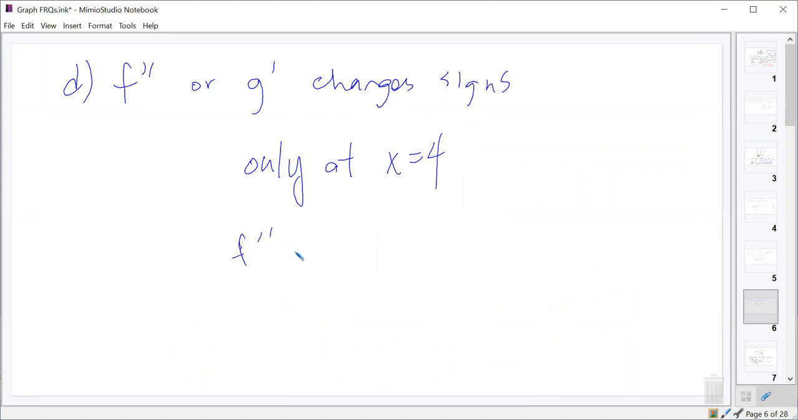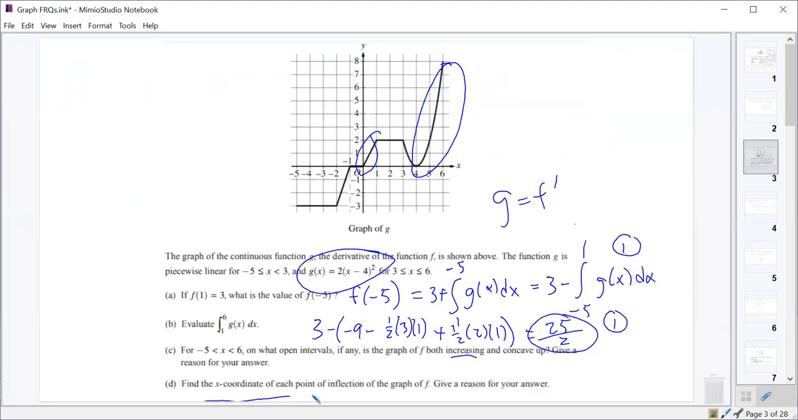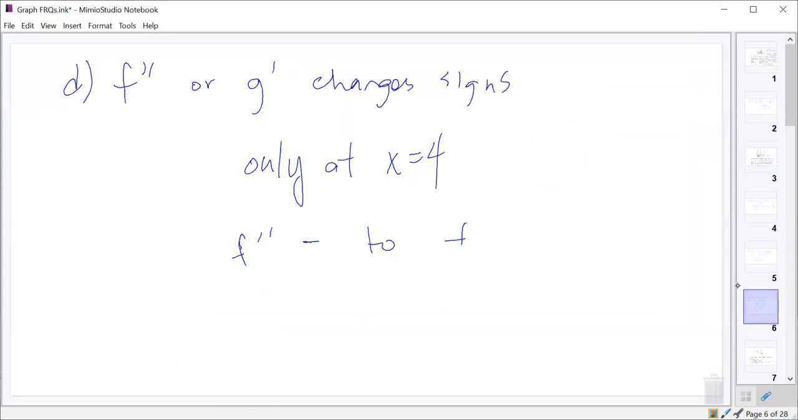Let's say f double prime goes from negative to positive. Good or no? Is that what it said to do? Find the x coordinate of each point of inflection on the graph of f. No, you made the same mistake. You didn't answer the question. Same mistake, just in the opposite direction. Okay, fine. All right, everybody good with that?